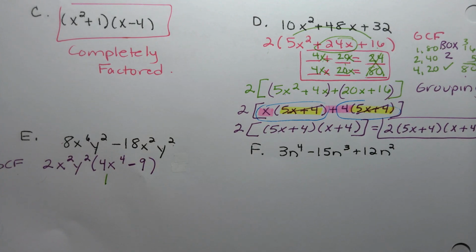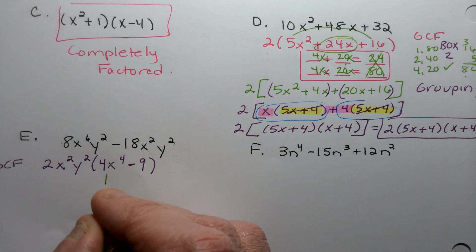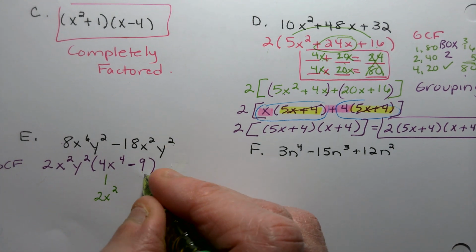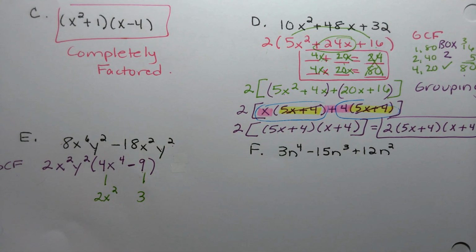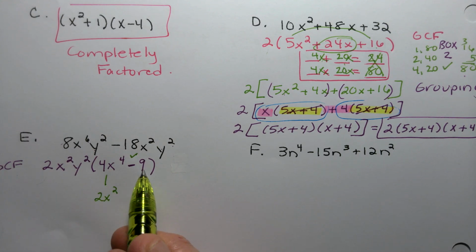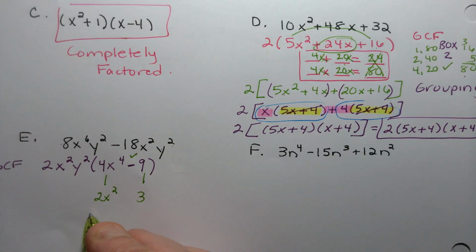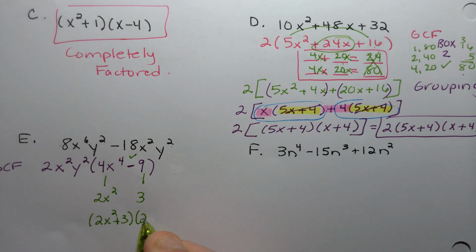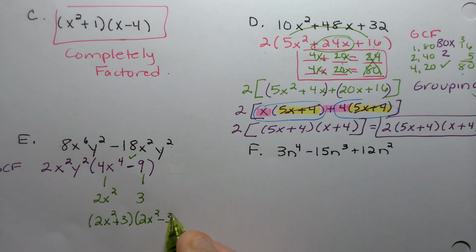Is that a perfect square? Yep, 2x squared. Is that a perfect square? Yep, 3. Is that a subtraction? Yep, it definitely is. So this is a situation where you have a difference of perfect squares. So you are going to have these two numbers, one added, one subtracted. So 2x squared plus 3 and 2x squared minus 3.